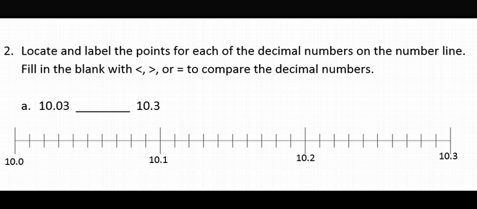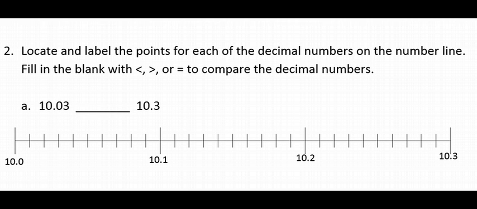In the next section, we're going to locate and label the points for each of the decimal numbers on the number line, and then we'll fill in the blank with greater than, less than, or equal to in order to compare the decimal numbers. Now, let's look at our numbers first. So we have 10 and 3 hundredths, and we're comparing that to 10 and 3 tenths.